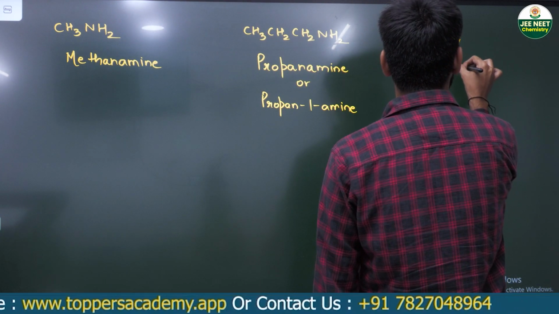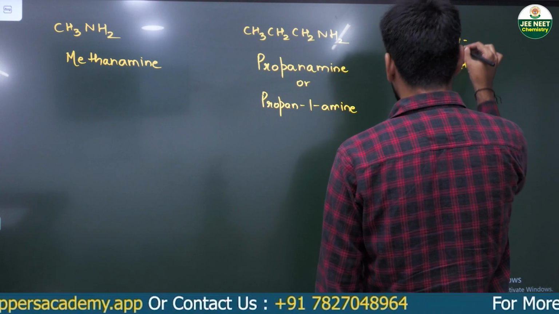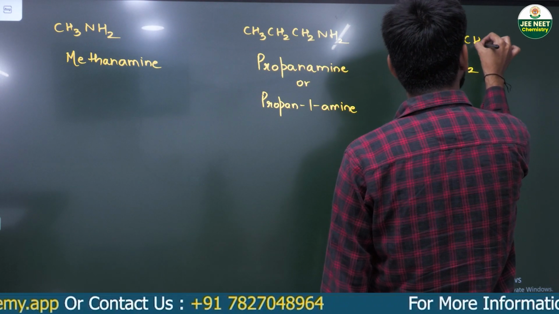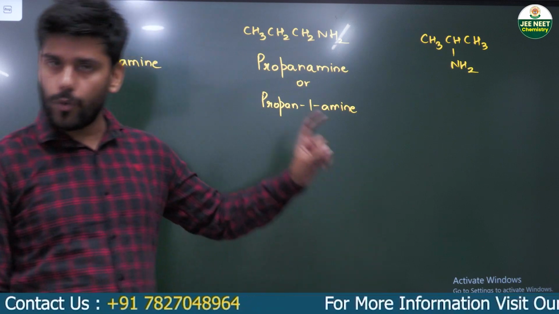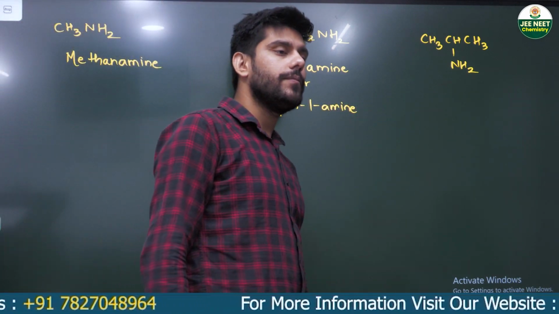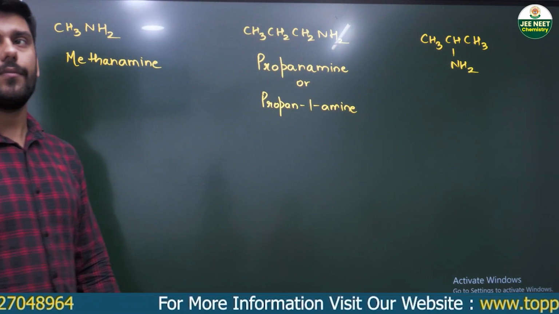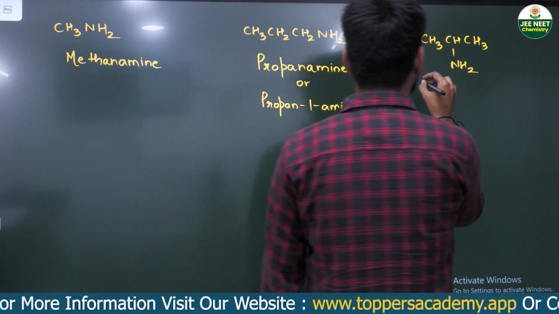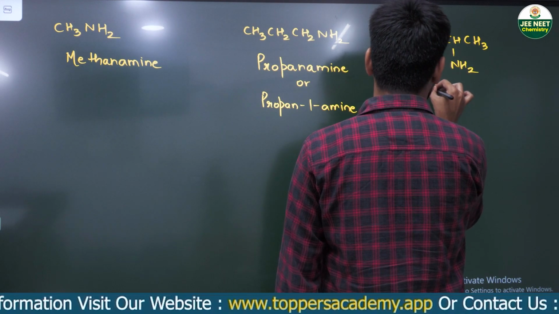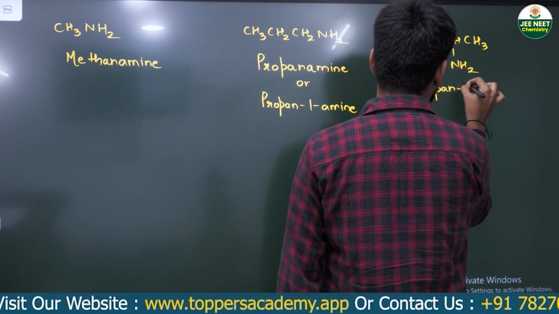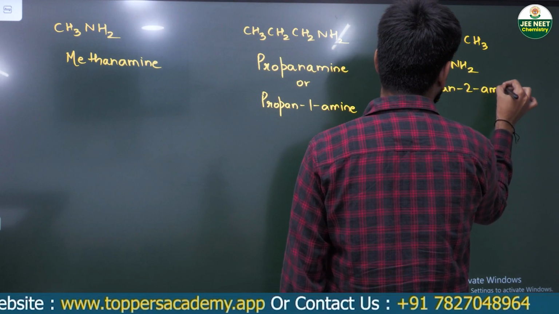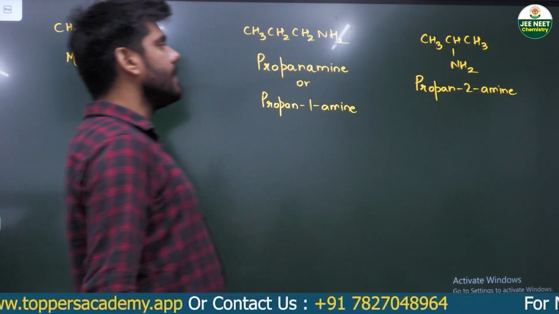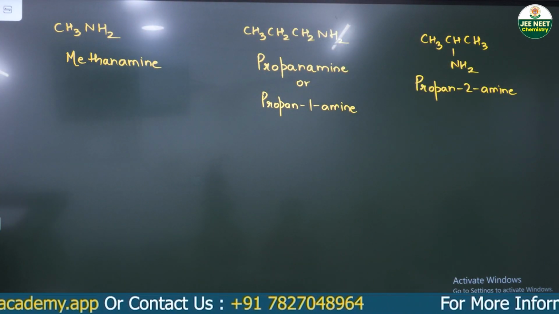Suppose I have this, CH3CH(NH2)CH3. First of all, tell me, is this your 1 degree, 2 degree or 3 degree amine? This is the 1 degree amine. What is the name? Propan-2-amine. Is that clear?